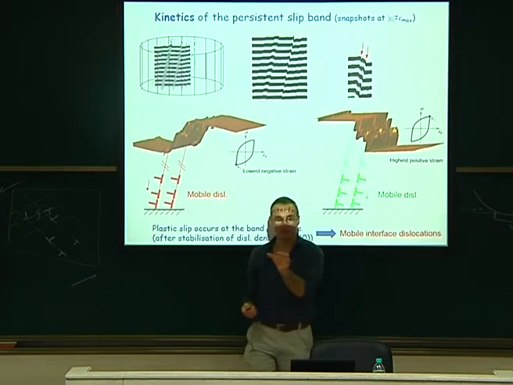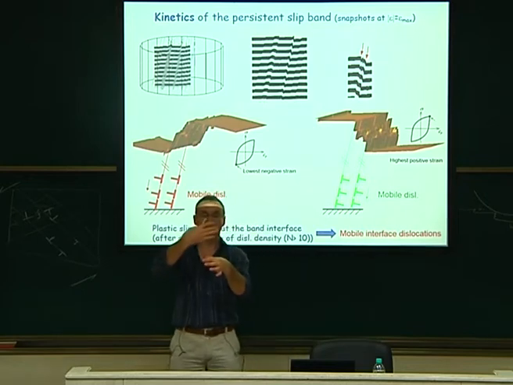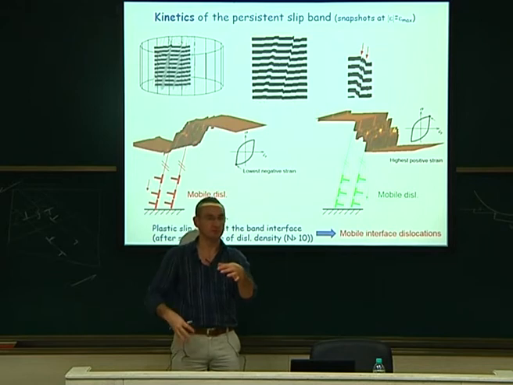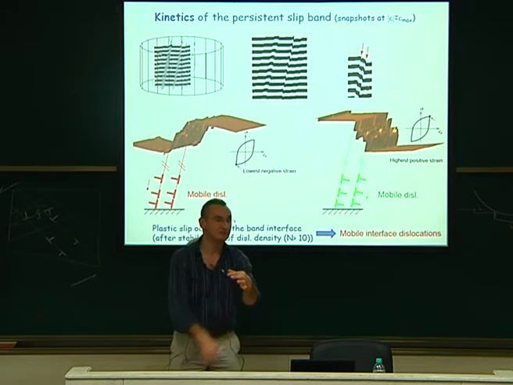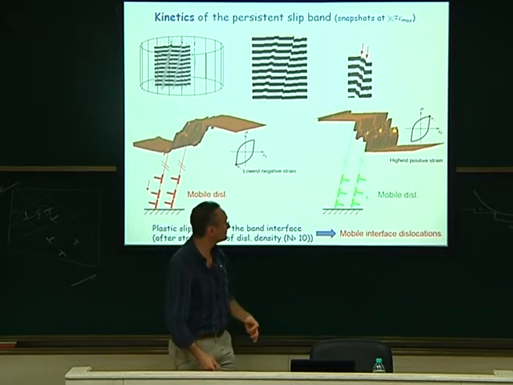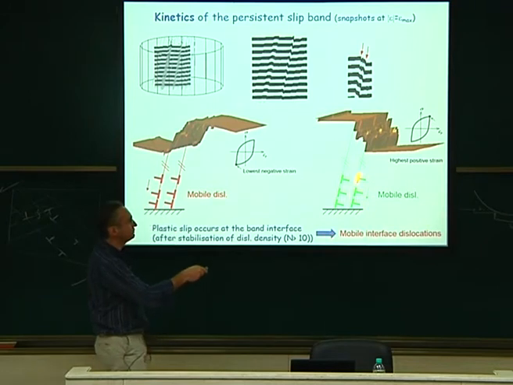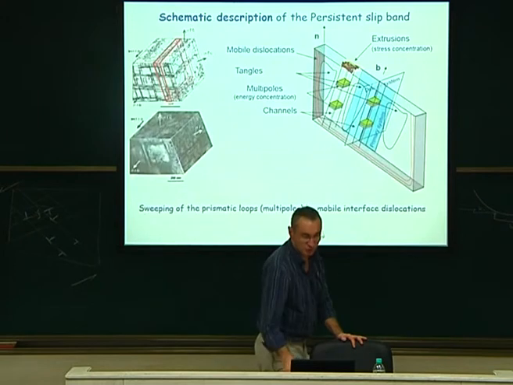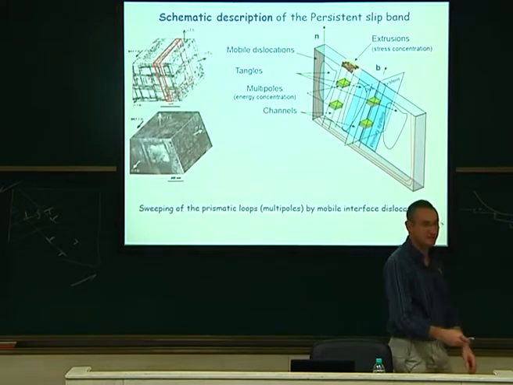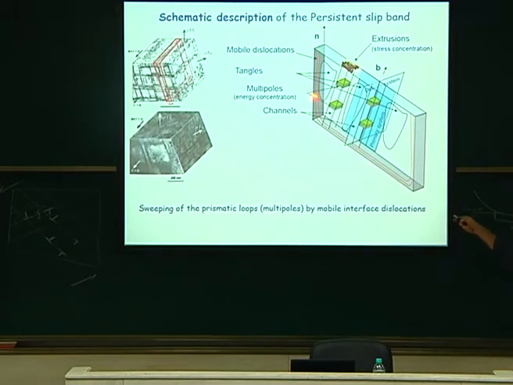So it means that you have your bond, and at the interface between the bond and the matrix, you have some Frank-Read sources, something which is highly mobile at least, which is moving up and down very easily at every cycle, okay? This, we call it mobile dislocations, mobile interface dislocations, those here, okay? So in conclusion, this is how it looks like. The persistent slip bond is made of channels like that, leading to extrusion at the surface, like this.